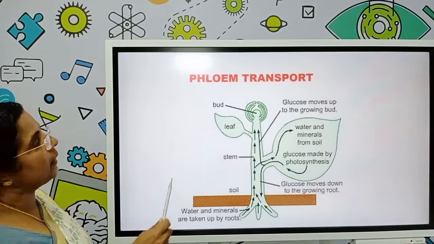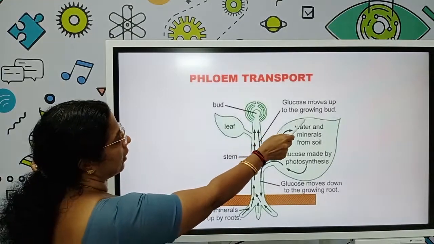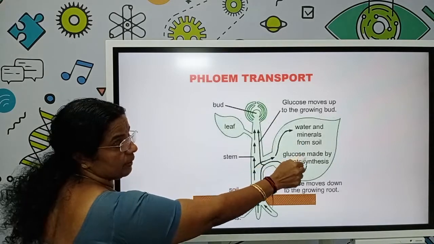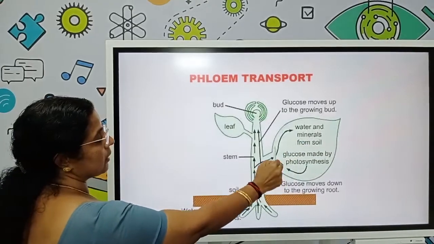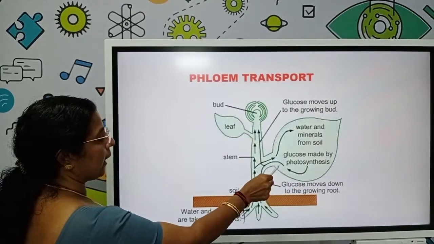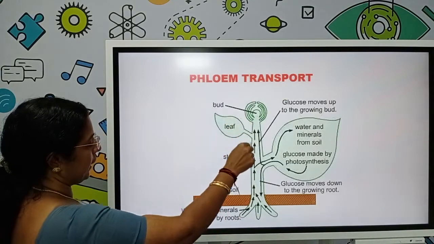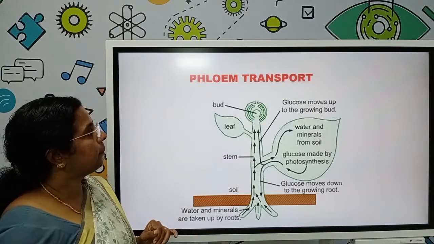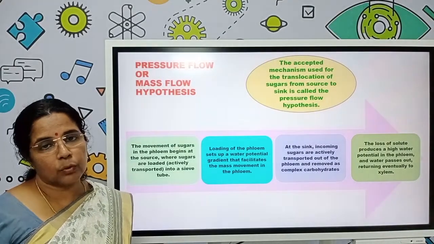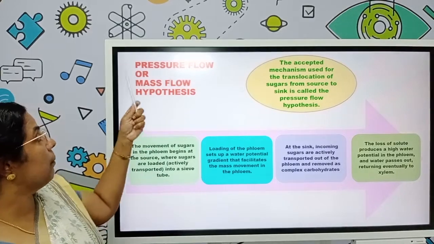So this is the phloem transport. We can see here this glucose moves up to the... here this is water and minerals from the soil that reaches the leaf. By photosynthesis the leaf will produce glucose. That glucose will be immediately converted into sucrose and it will be transported to various parts of the plant. So here the transport of materials through the phloem is explained by a theory that is called the pressure flow or mass flow hypothesis.